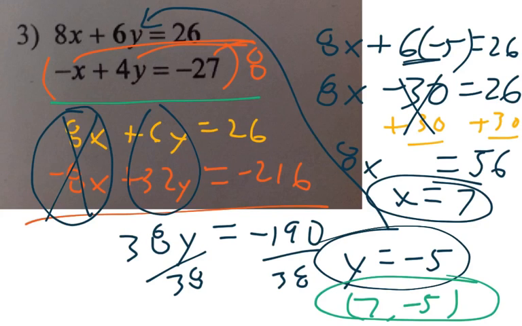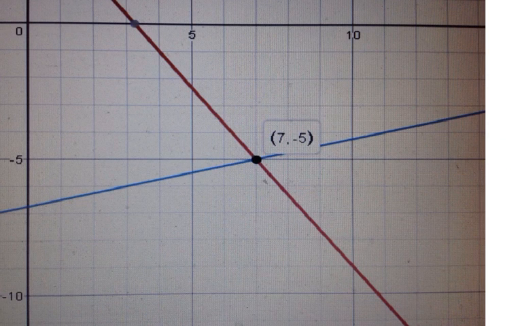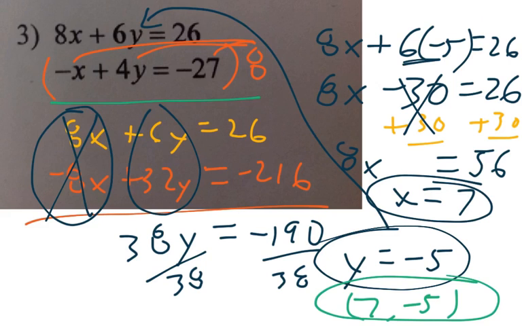More importantly, or just as importantly, guys, notice the two red and blue lines graphed. They cross right there at 7, negative 5, which is exactly what we got for our solution.